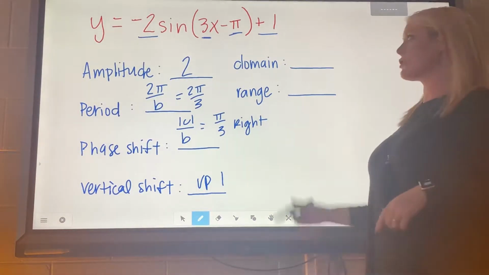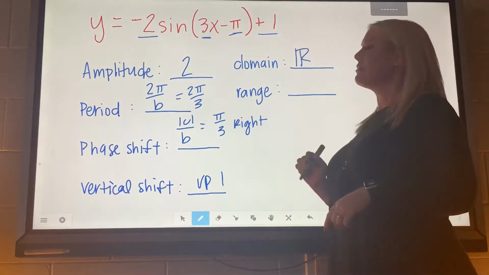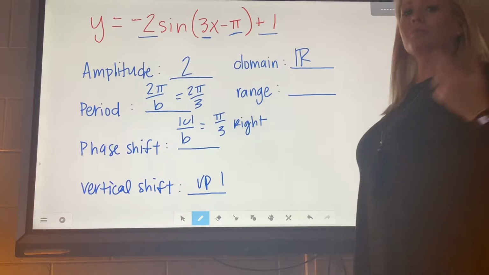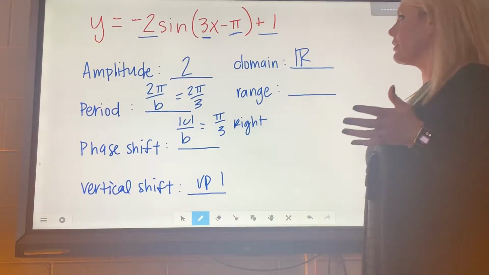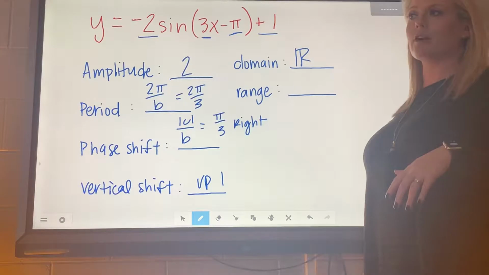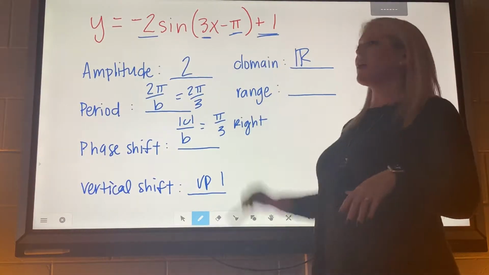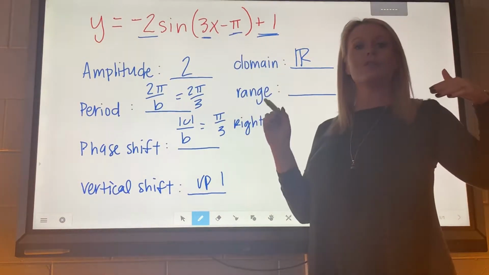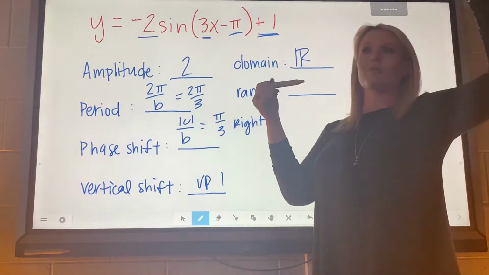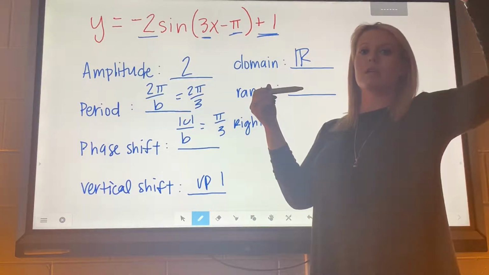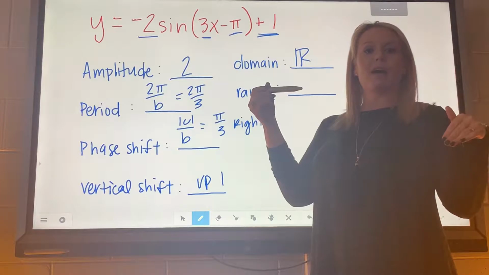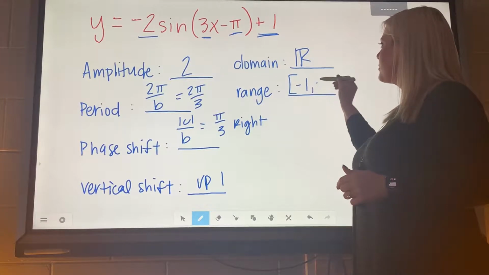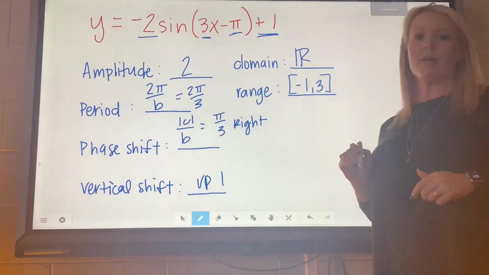Okay, so domain and range. The domain of all sine and cosine functions is all real numbers, or negative infinity to positive infinity. And the range is going to vary based on what your vertical transformations are. So what I do know is that my graph is shifted up 1. So my midline is at 1, and I know that my amplitude is 2. So I'm going to go up 2 from the midline, so my maximum is going to be 3. And then I'm going to go down 2 from the midline, so my minimum is going to be -1. So the range is going to go from -1 to 3.